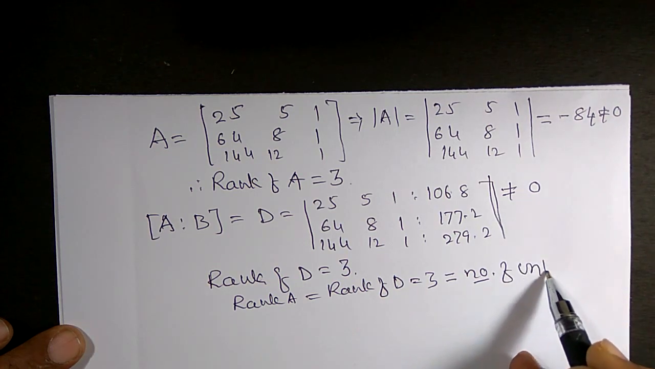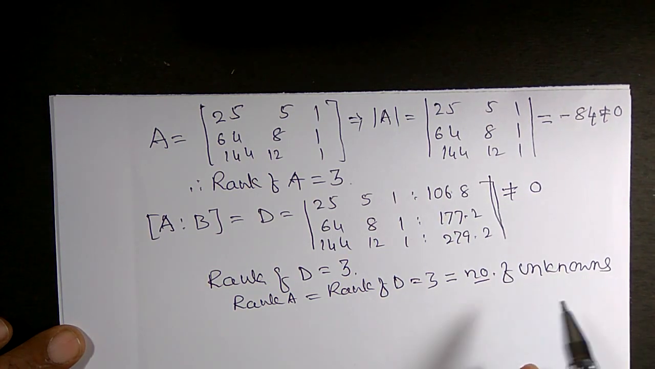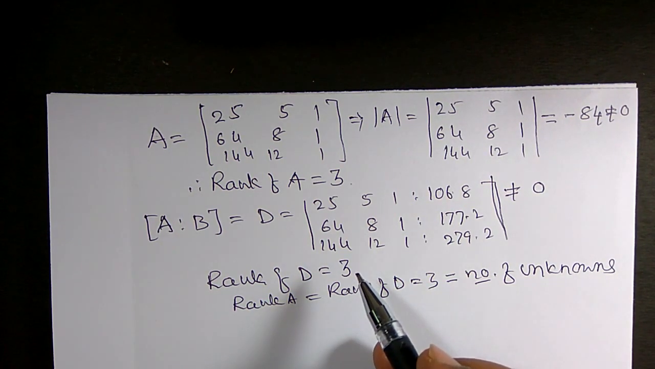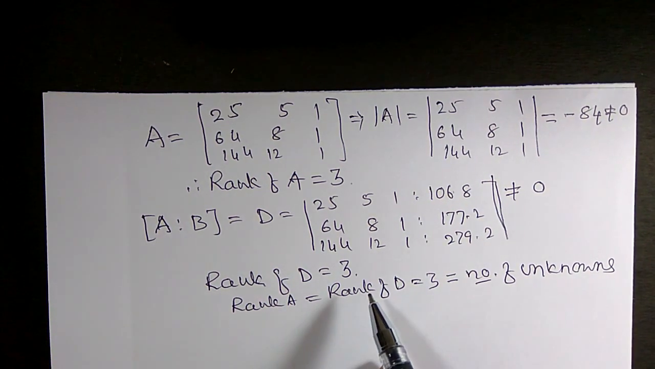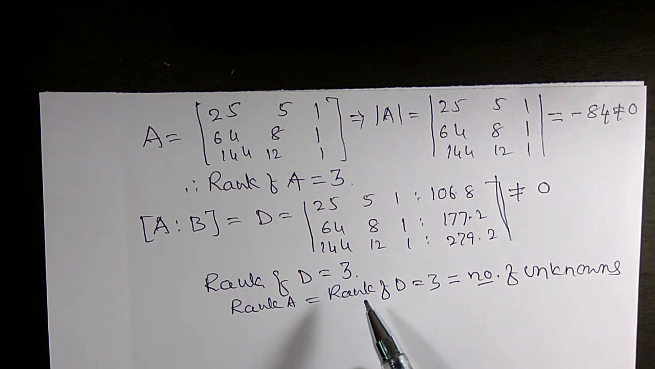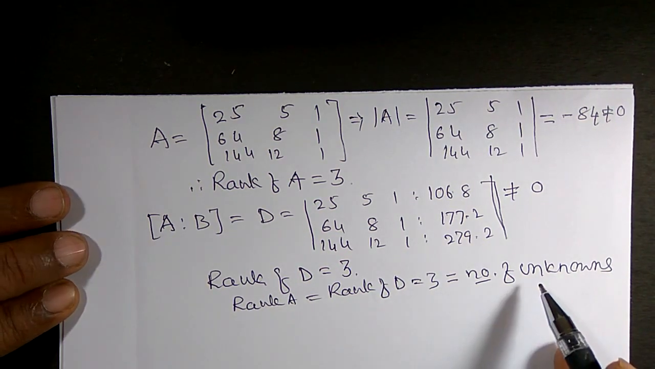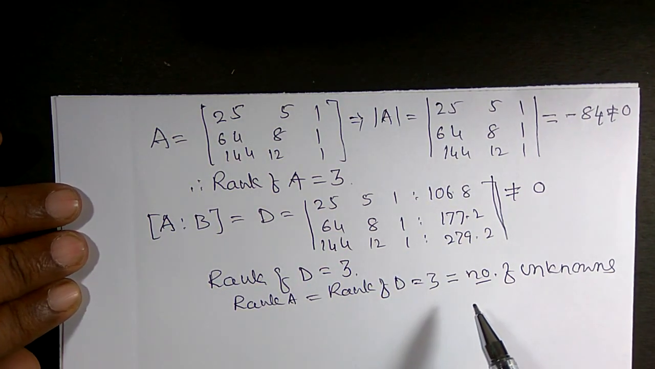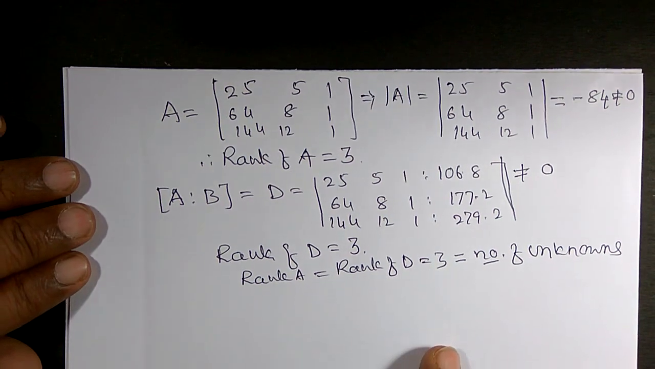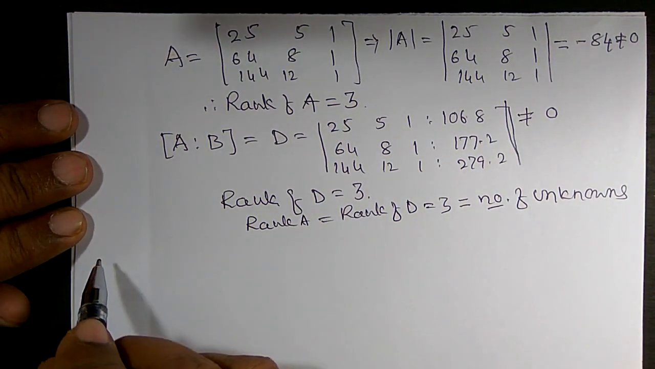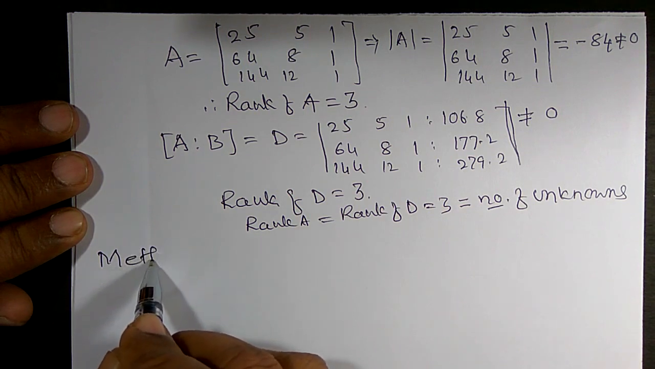and equal to the number of unknowns. How many unknowns are there? 3 unknowns, namely a, b, c. So then I can say that the system is consistent, right? If the system is consistent, then according to this condition, I will get a unique solution, right? Okay, how do you find the solution? By using many methods. Here I am going to introduce a particular method.